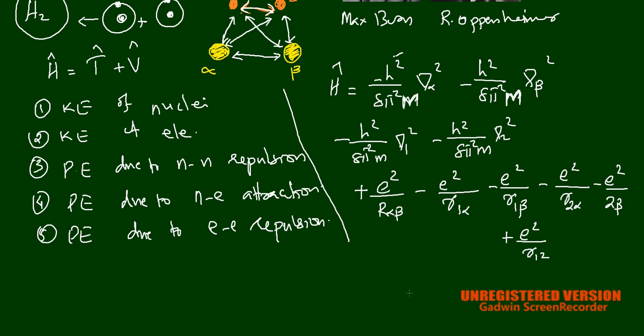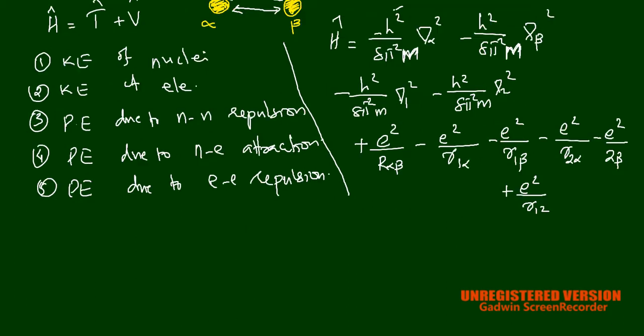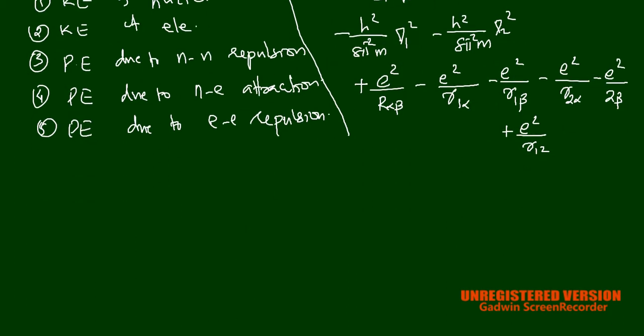Okay, now the Schrodinger wave equation. Once you have the Hamiltonian, then you can set up the Schrodinger wave equation. The Schrodinger wave equation is the eigenvalue equation. That is, in this case, the Schrodinger wave equation is H cap, that is the Hamiltonian, which we have already written here. You already know what is H cap.